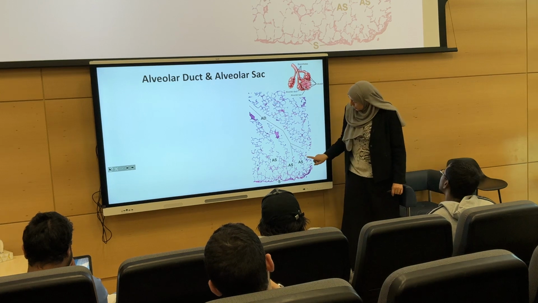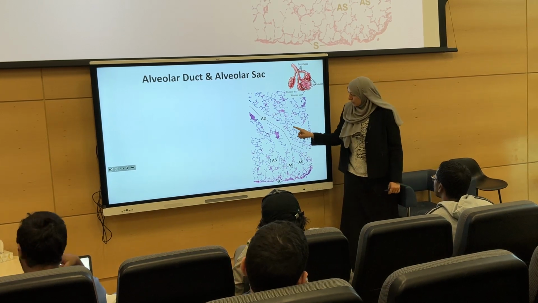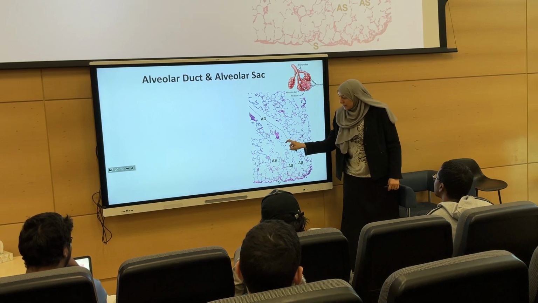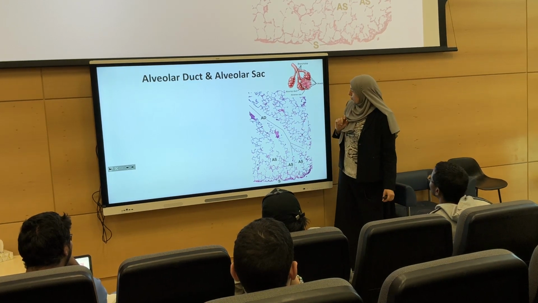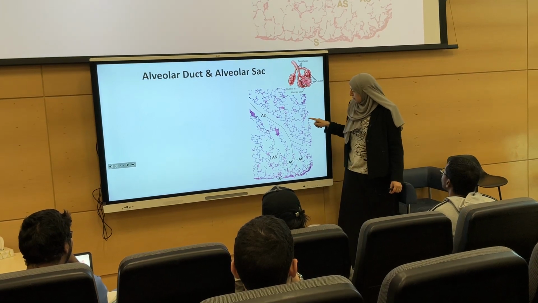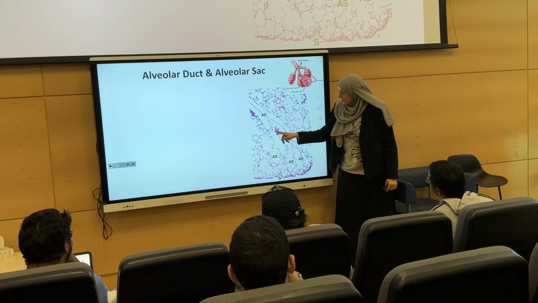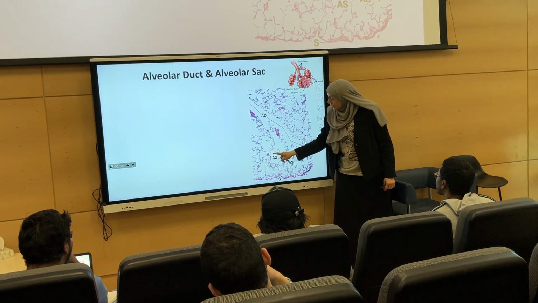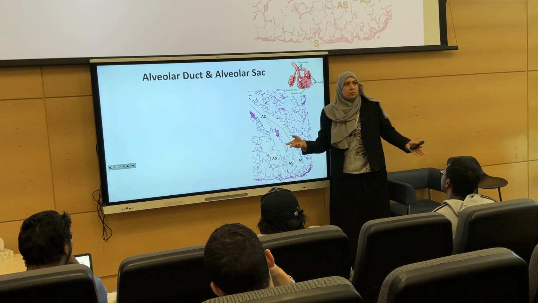So each of these circles, if I just go and make a circle here, what is this? This is an alveolus. What about this? It's another alveolus. What about this? It's another alveolus. So if I go to this part, what is this? No, this is a long one. So this is a duct. What about this? Duct. What about this? This is simply what.